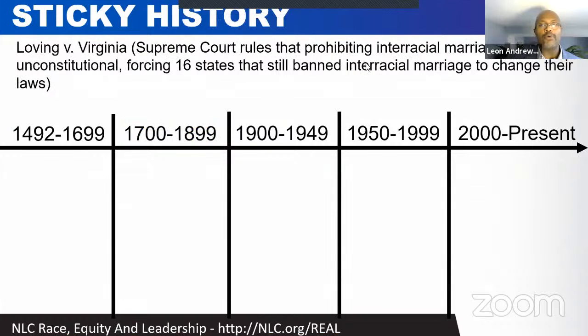What about the Supreme Court case called Loving versus Virginia? This was a Supreme Court ruling that prohibiting interracial marriage is unconstitutional, forcing 16 states that still banned interracial marriage to change their laws. What year was that Supreme Court ruling?